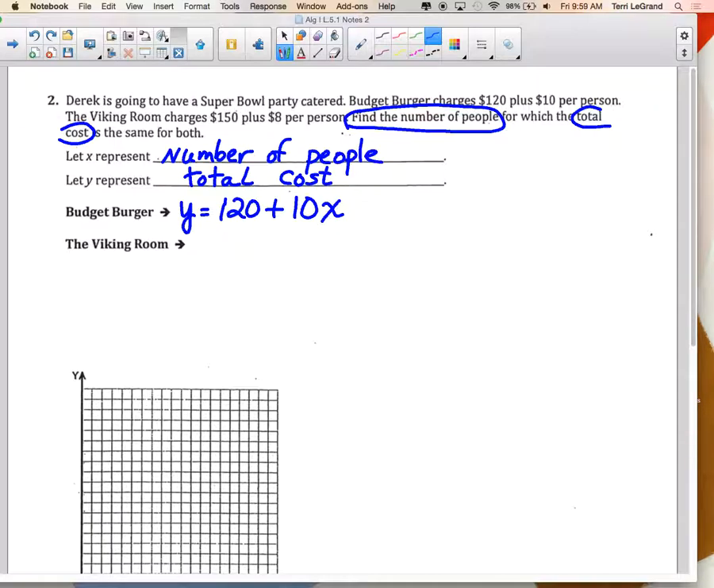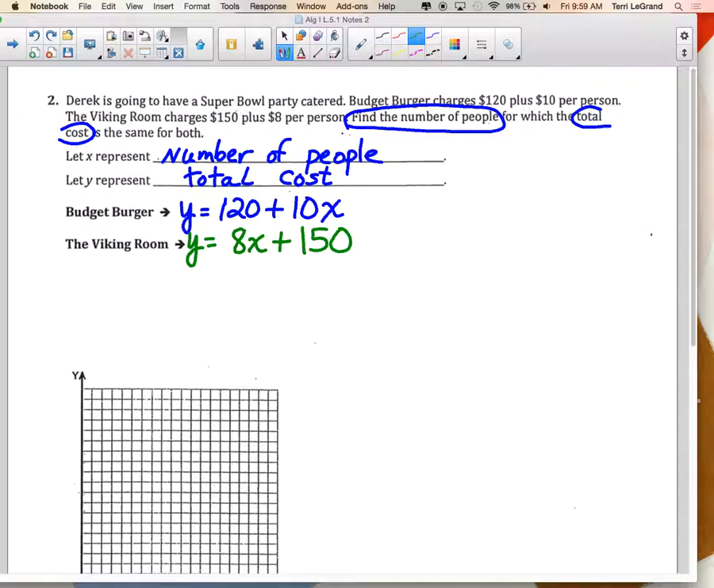Okay? How about the Viking Room? AJ, will you share yours with me, please? Y equals 8x plus 1. Okay. Anybody else have that equation? Does it matter that maybe your algebraic expression on the right side, which is also known as the function rule, would be turned around? No, it really doesn't matter. So what's cool about these equations? They're in slope-intercept form, which makes them easy to work with, easy to graph, right?